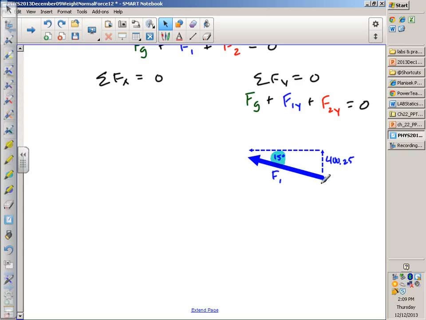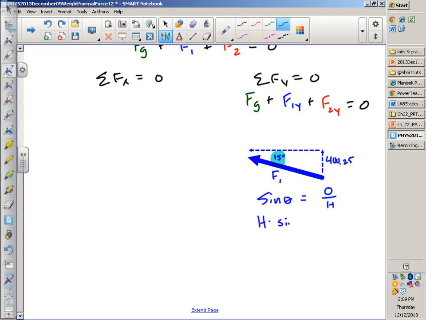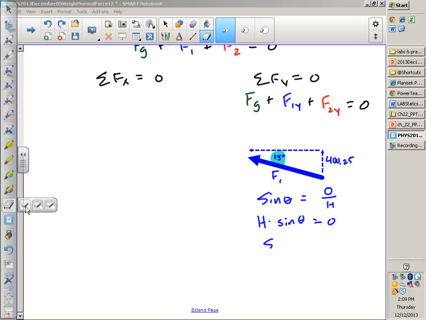Because what are we really looking for in this problem? What part of the triangle? Looking for the hypotenuse, right? In relation to the angle that we know, what side do we know? Which side of the triangle do we know related to this? Opposite, right? So again, sine of theta equals opposite over hypotenuse. Multiply both sides by hypotenuse. Divide both sides by sine of theta.